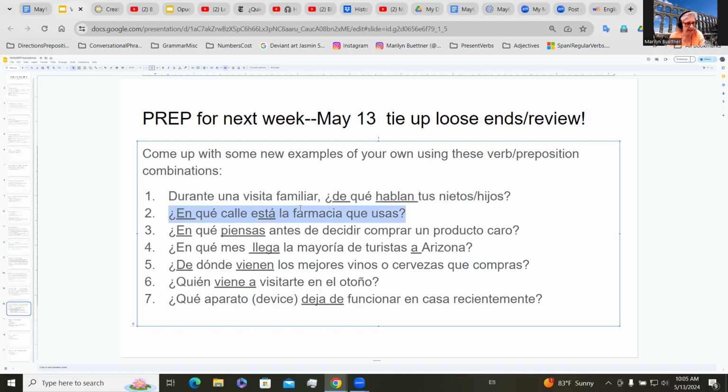Ok. ¿En qué calle está la farmacia que usas? On what street? Now, instead of hablar often pairing up with de, as a review, estar often pairs up with en because we say something is in a place, right? Estar, if it's used for location, you may hear it paired up with en, like in this example. ¿En qué calle está la farmacia que usas? La farmacia que uso, the pharmacy that I use, que uso, that I use. La farmacia que uso está en la calle Palisades. Está en la calle Palisades.